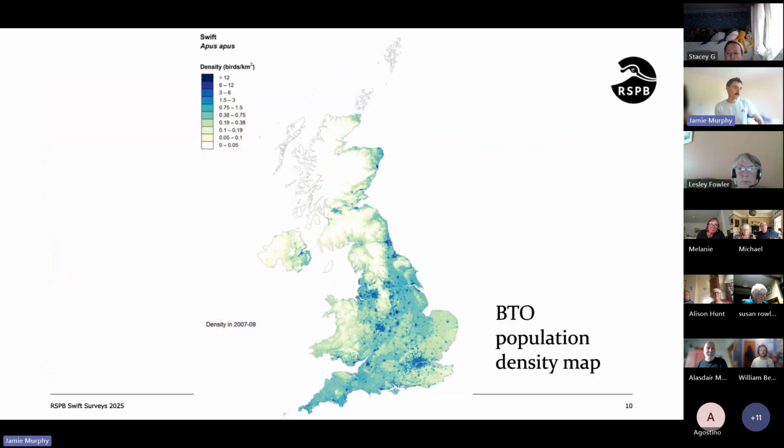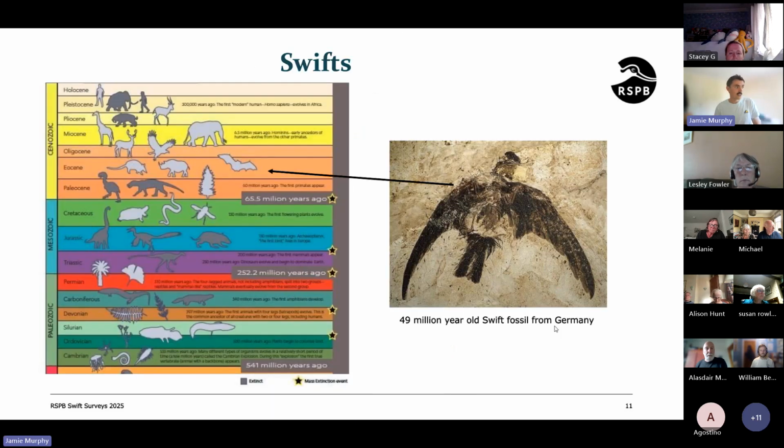So yeah, this was the map I was talking about. You can see all the most densely populated areas tend to be where the swifts are. But it raises an interesting question, because swifts have actually been around for a lot longer than humans. This is a fossil of a bird very similar to a swift from 49 million years ago in Germany. It wouldn't be the same species as the common swift that we know now, but you can see from the fossil that it's got very similar features.